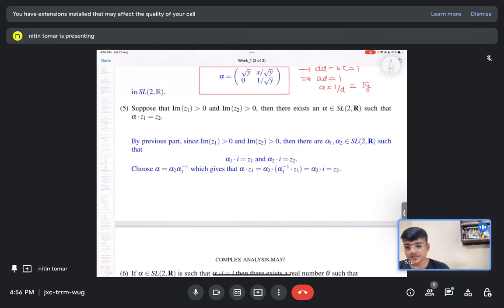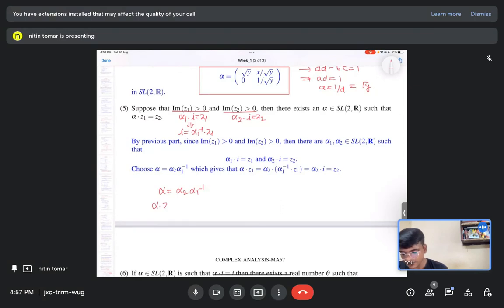Now the fifth question is, if z1 and z2 are two complex numbers whose imaginary part is positive, there exists alpha in SL2R such that alpha dot z1 equal to z2. Now we have seen that if the imaginary part of this is positive, by the previous part there exists one alpha 1 such that alpha 1 dot iota is z1, right? By part 3. And the imaginary part of z2 is positive, which implies alpha 2 dot iota is z2. And this implies that iota is actually alpha 1 inverse dot z1.